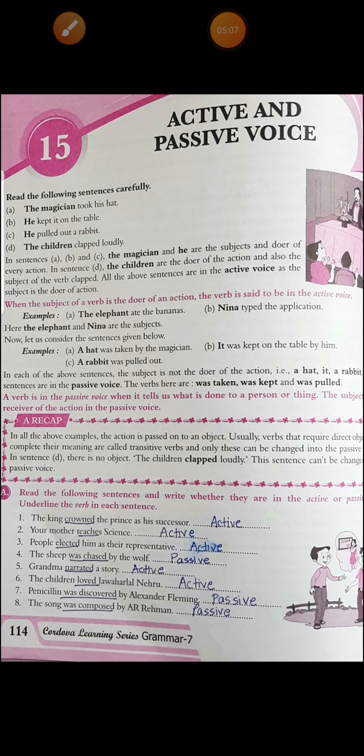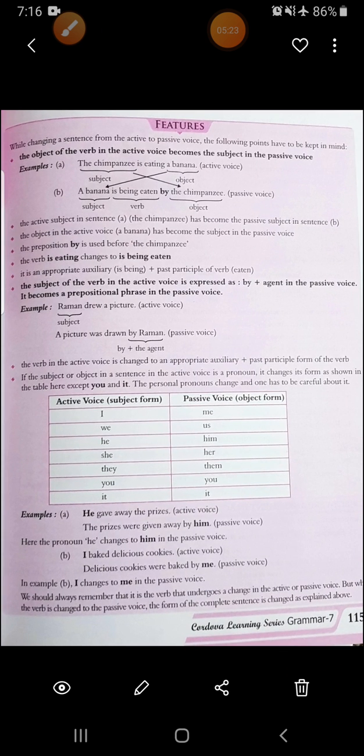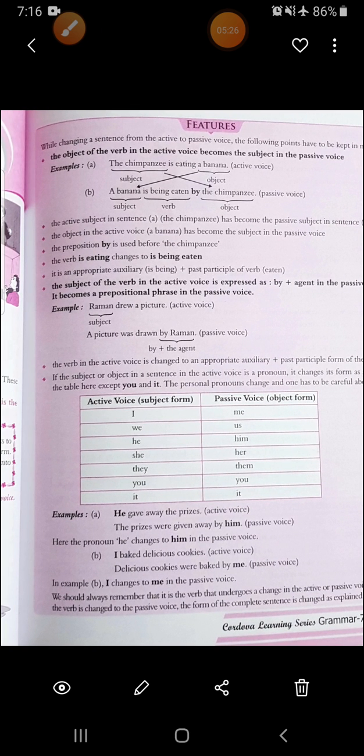Seventh, Penicillin was discovered by Alexander Fleming. It is in passive voice. Was discovered is your verb. See the eighth one. The song was composed by A.R. Rahman. Was composed is your verb. It is in passive voice. Now see this feature page. This is important. Please go through this page.